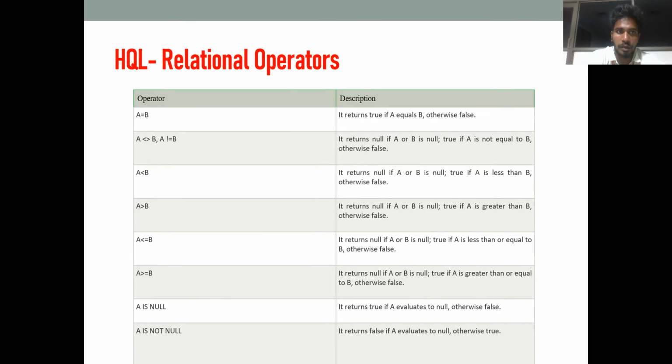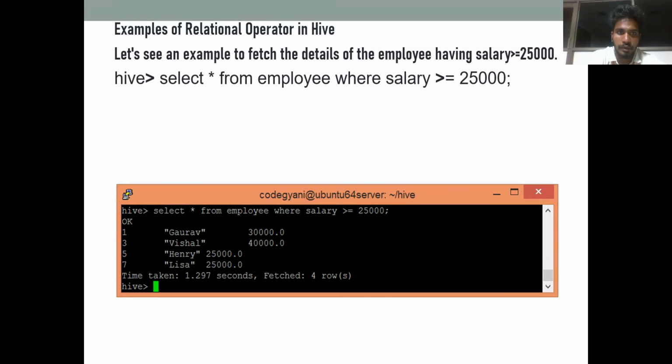And then relational operators. There are a number of relational operators. In that we could see one example. Let's see an example to fetch the details of the employee having a salary greater than or equal to 25,000. The query is select star from employee where salary greater than or equal to 25,000, and we could see the results through this image.